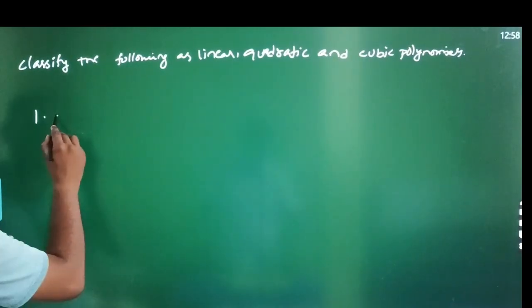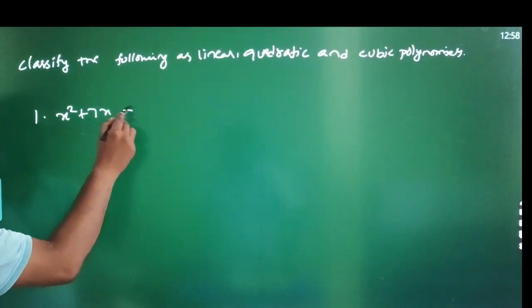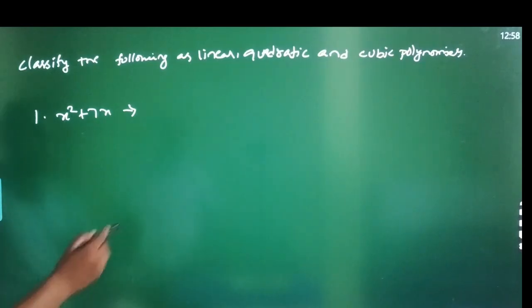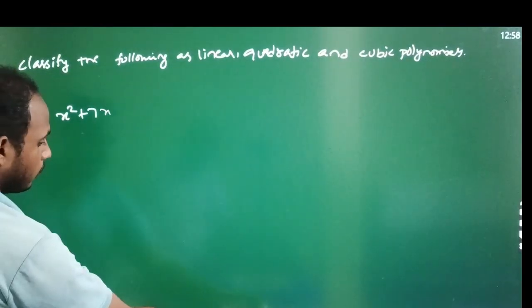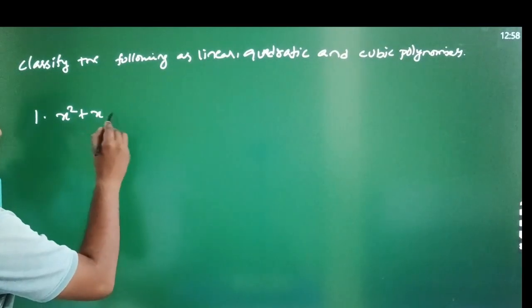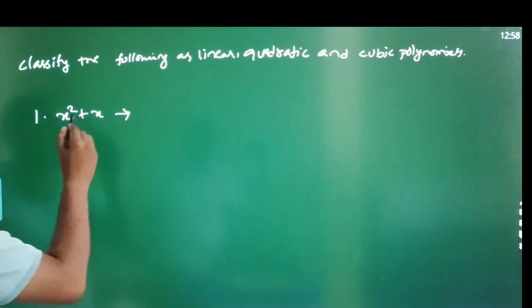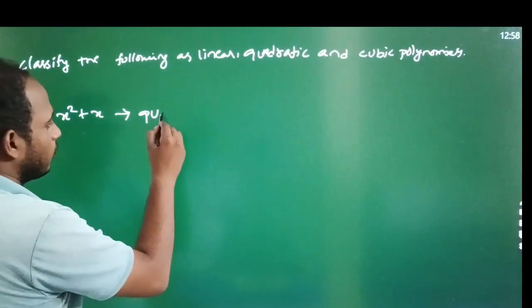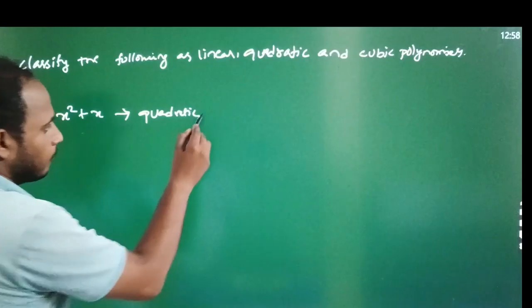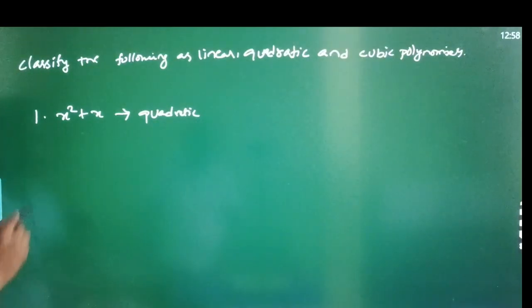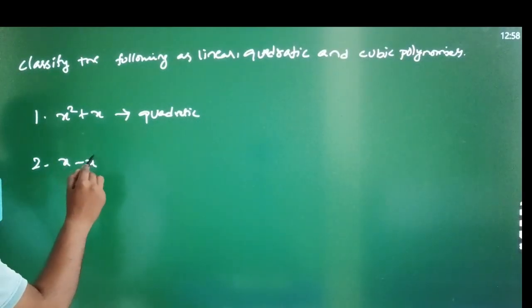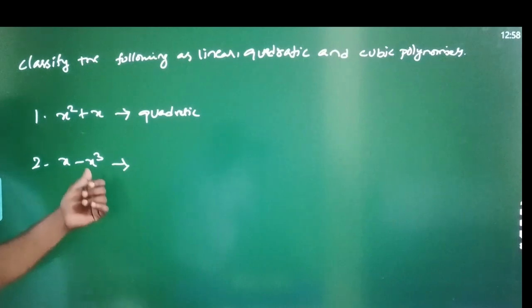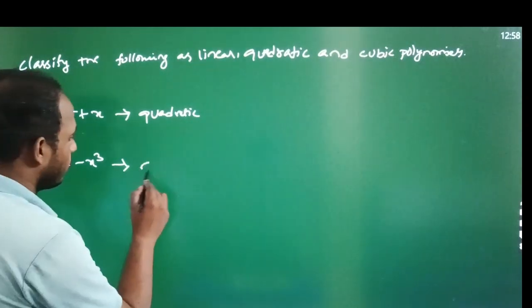First one, x square plus 7x. This is degree 2, so this is quadratic. Next, x cube minus x. Here the highest power is 3, so degree 3, so this is a cubic polynomial.